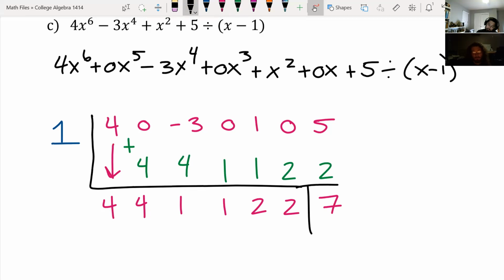Did I do that right? Yeah, we're good. Okay. So there it is again. There is the breakdown. There's the quotient. So how do I put this back into polynomial form?